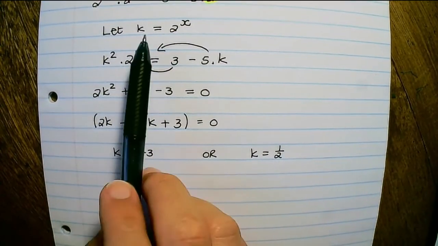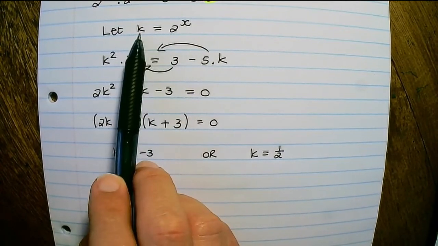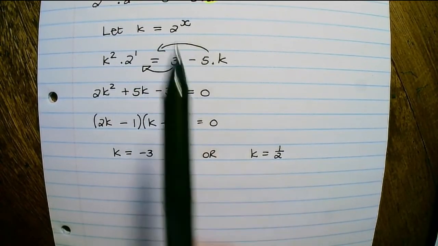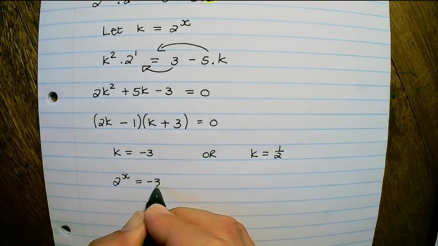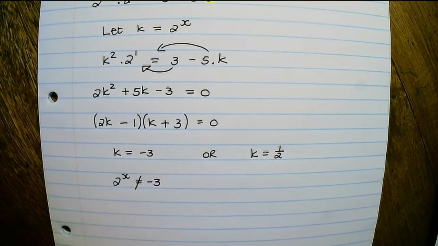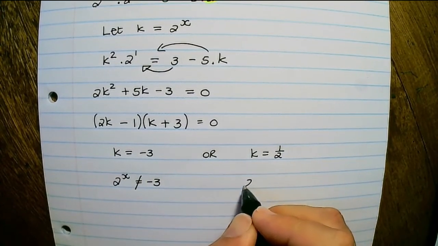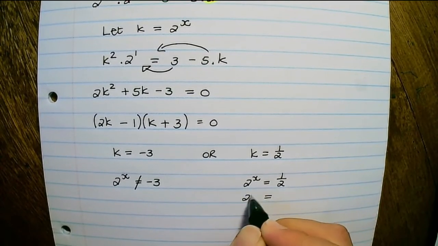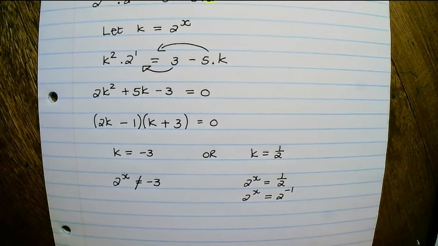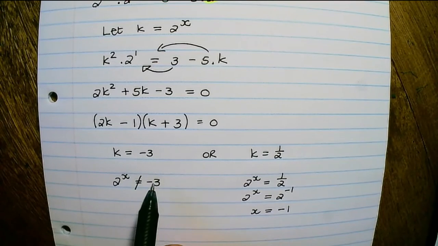Now remember, we replaced 2 to the power of x with k, so I can substitute 2 to the power of x back in. So 2 to the power of x is equal to negative 3, and that is impossible. And then here we have 2 to the power of x equals 1/2, and I can rewrite a half as 2 to the power of negative 1. Now that the bases are the same, I can see that x is equal to negative 1. The reason why the first one is impossible is that the base is 2, so no power of it can be negative.